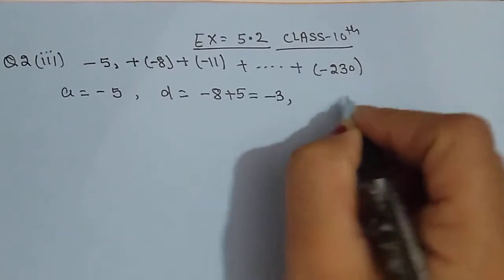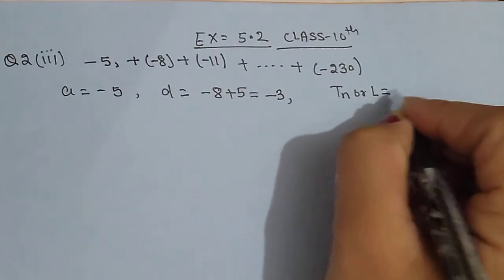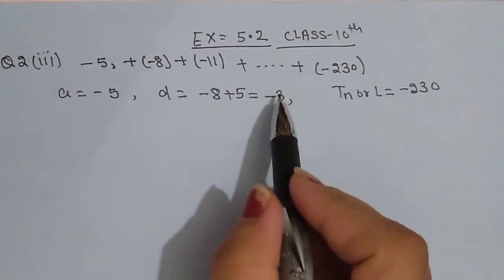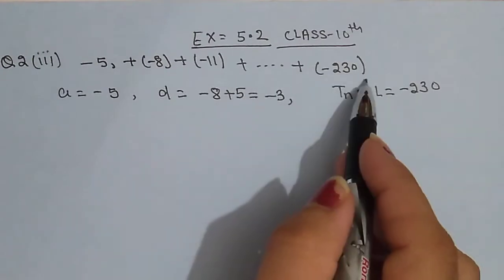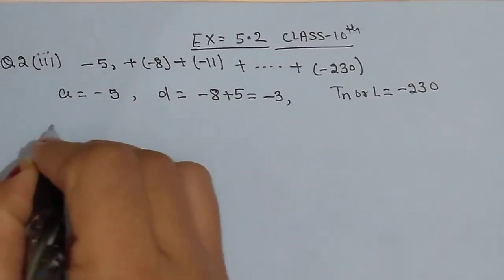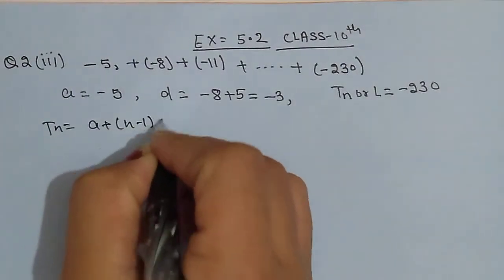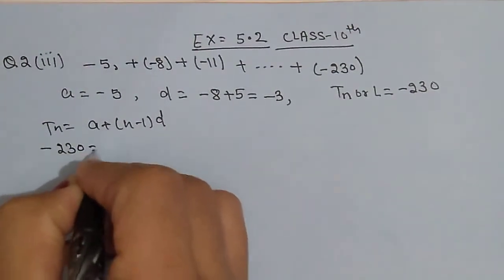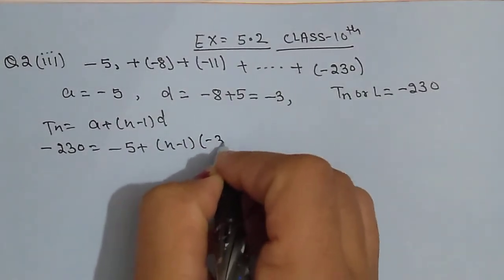Okay. And the last term, you can write it tn or l, that is minus 230. So first we have to find n, because n is not given, we don't know the number of terms. Okay. So we have to find n. For that we will use tn is equal to a plus n minus 1 into d. Tn is given to you, minus 230, and a is minus 5 plus n minus 1 into minus 3.